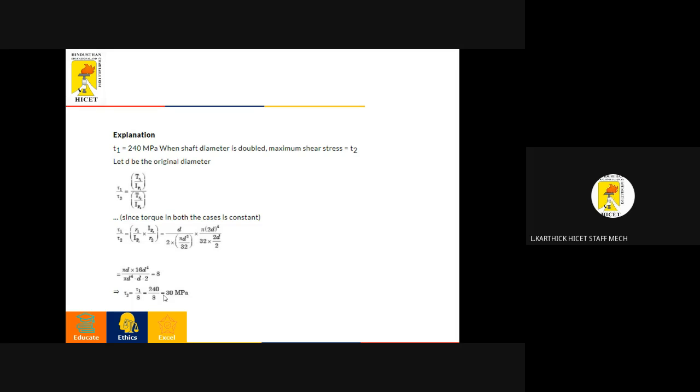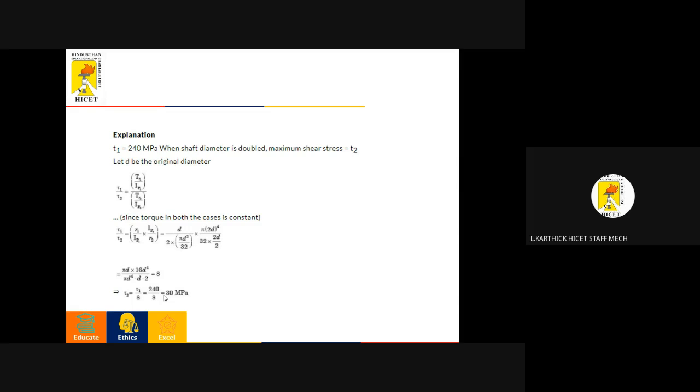By solving this, pi gets cancelled, and d power 4 and d power 4 into d, finally it would get cancelled. Finally 16 by 2 we will get 8. So tau 2 equal to tau 1 by 8. We know tau 1 equal to 240 megapascal. So by solving 240 by 8, you will get 30 megapascal.